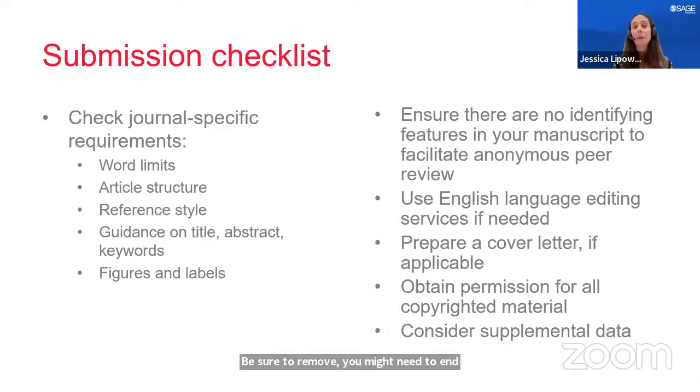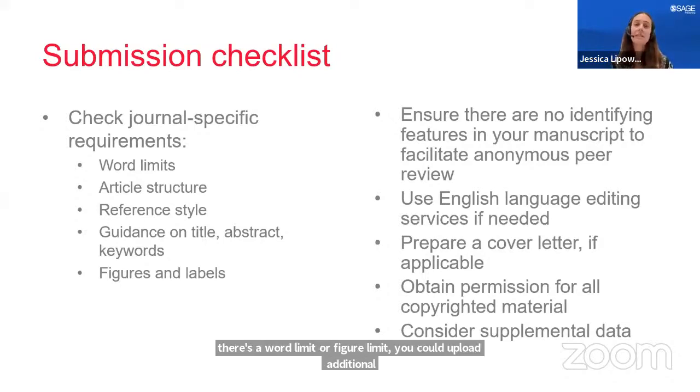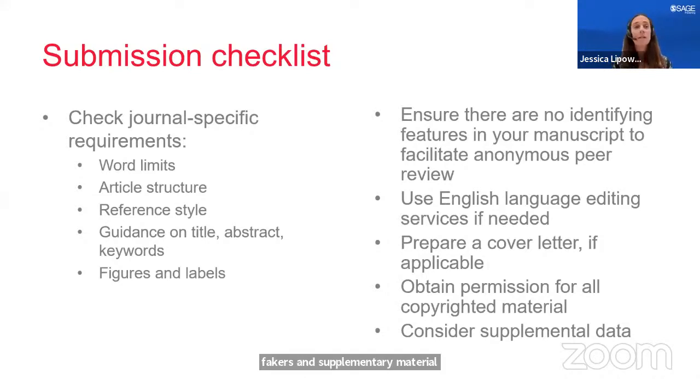As you're uploading your documents, you might need to upload 2 different files, one to facilitate anonymous peer review. You might need to prepare a cover letter, and you'll want to make sure to obtain all permission for any copyrighted material and disclose that. You may even consider supplemental data. So maybe there's a word limit or figure limit. You could upload additional figures and supplementary materials, or you could upload audio files, video files, assuming you have all the appropriate permissions to enhance that aspect of your journal article.